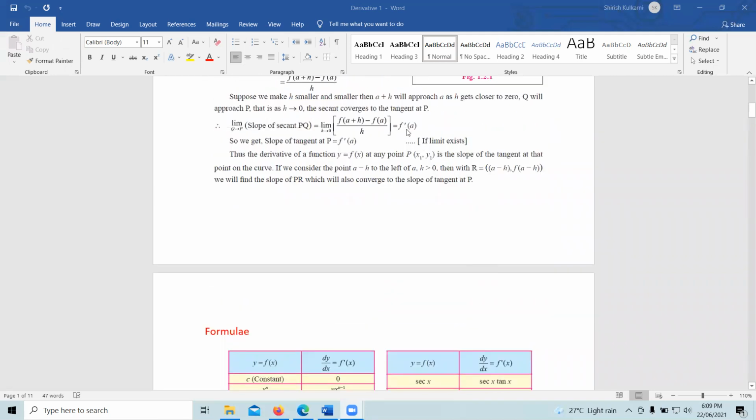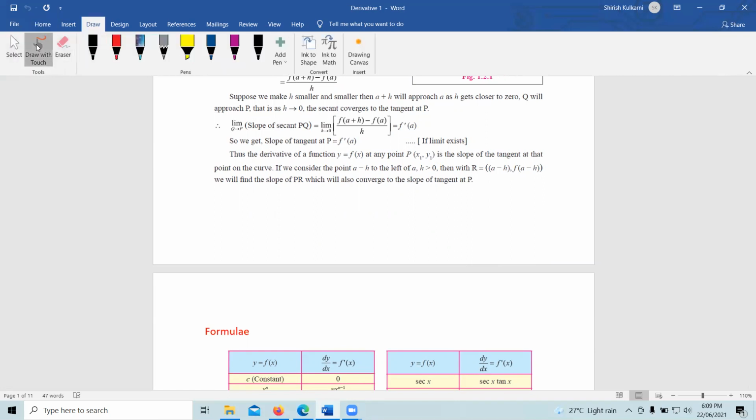Then f dash can be written as dy by dx. dy means change in y and dx means change in x. Therefore, the change in y upon change in x is nothing but the slope of the tangent to the given curve. Clear? In general, the derivative is denoted by dy by dx, which is also equal to f dash of x.